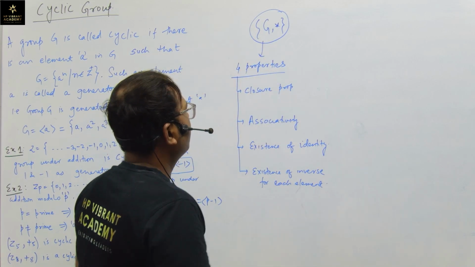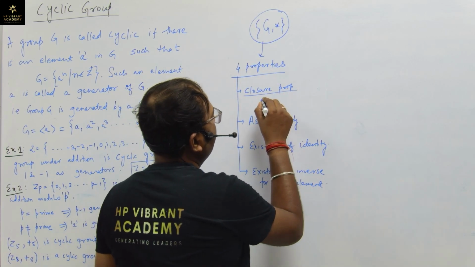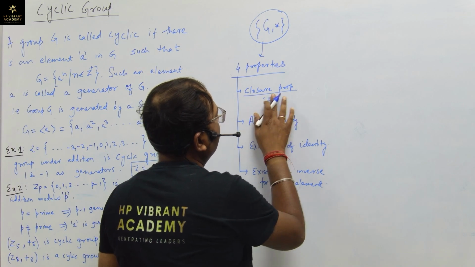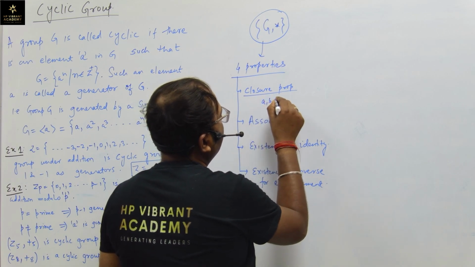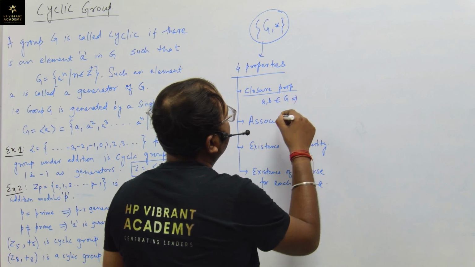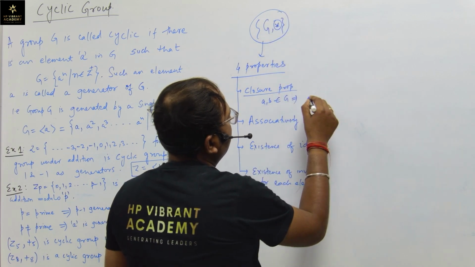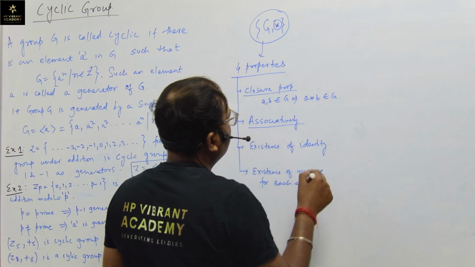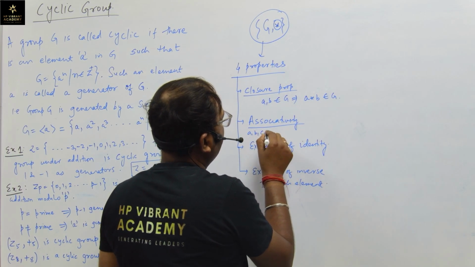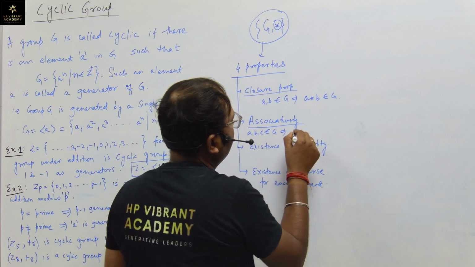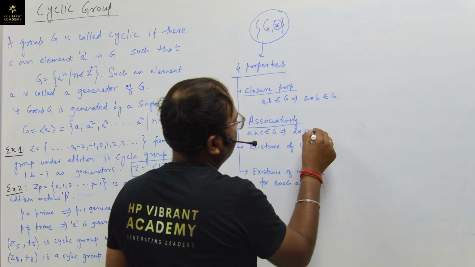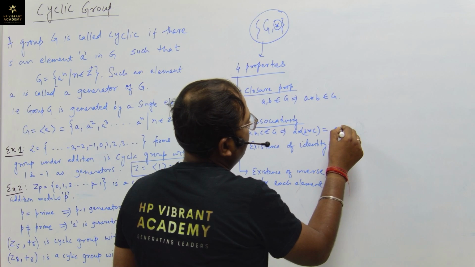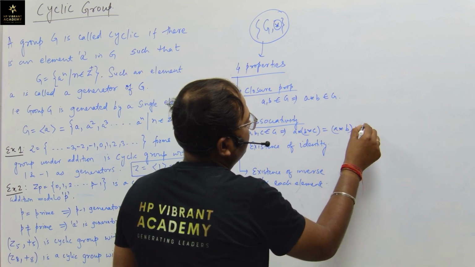In the closure property, suppose we have two elements a, b belonging to G. Then under the operation star, we have a star b belongs to G. For associativity, let us take three elements a, b, c belonging to G. Then we have (a star b) star c is equal to a star (b star c).